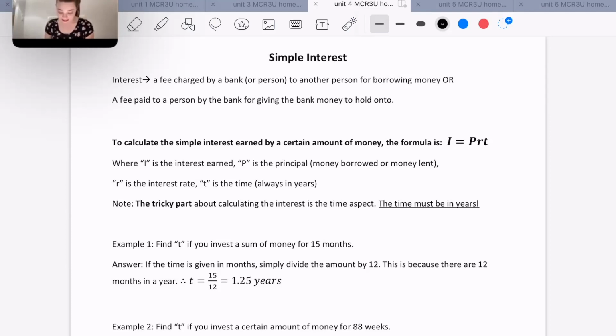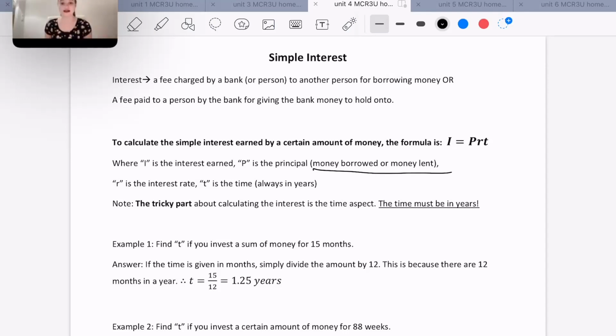So to calculate simple interest, again, we are going to use the formula I equals PRT, where I is the interest earned, P is the principal, R is the interest rate, and T is the time, always in years. Now, the principal can be money borrowed or money lent, depending on if we're the lender or the borrower, right? Maybe we let someone else borrow money, and they're going to owe us interest. The interest goes to us in compensation for letting them borrow that money. Or maybe we're the borrower, right? Maybe we are borrowing $1,000. In that case, we are the people owing the interest. So that's why it says here money borrowed or lent, because it just depends on your perspective, right?